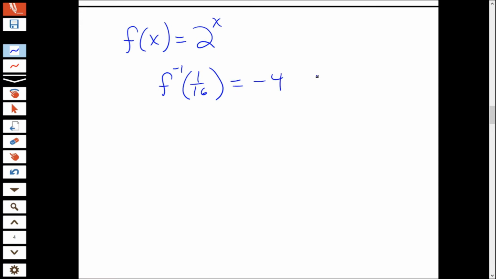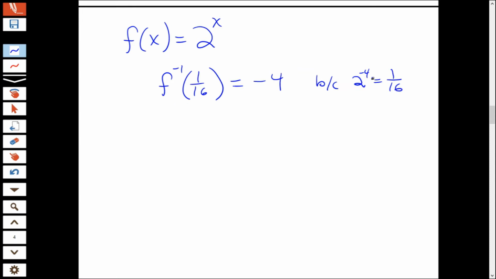Welcome back, guys. Today we are going to be looking at coming up with notation for this inverse that we were doing yesterday. So yesterday we were looking at exponential functions. For example, let's say f of x is equal to 2 to the x, right? And we were doing things like, what is f inverse of 1 over 16? Well, 2 to the what power equals 1 over 16? That's going to be negative 4, right? Because 2 to the negative 4th equals 1 over 16.